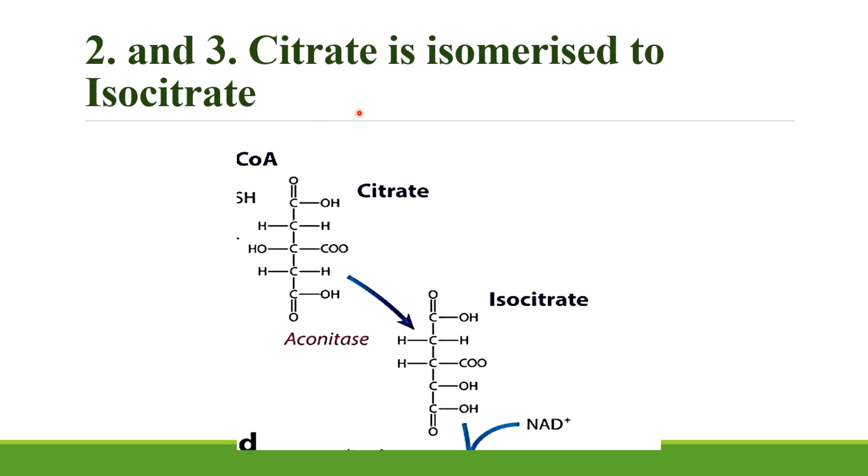Steps 2 and 3 involve isomerization of citrate to isocitrate. This reaction is catalyzed by aconitase. This is a two-step process. Here we have represented a single step, but an intermediate will be there, which is cis-aconitate. So this is a two-stage conversion wherein citrate is converted to isocitrate by aconitase, while the intermediate is cis-aconitate. So these are steps 2 and 3 of the citric acid cycle.